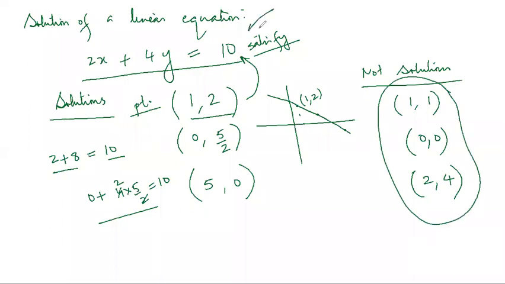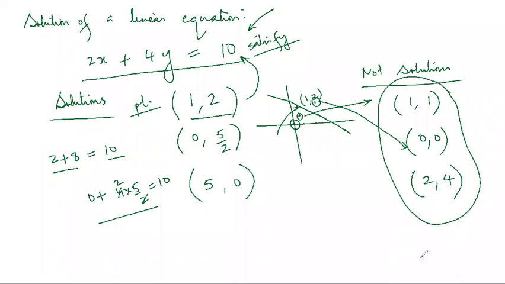In other words, these 3 points, like which point? (1, 1). Now this point is here. See that obviously this point doesn't lie on this line. Similarly, (0, 0). This point doesn't lie on this line. Similarly, (2, 4). This is 2 and this is 4. This point doesn't lie on this line. So this is exactly what we mean by solution of a linear equation.